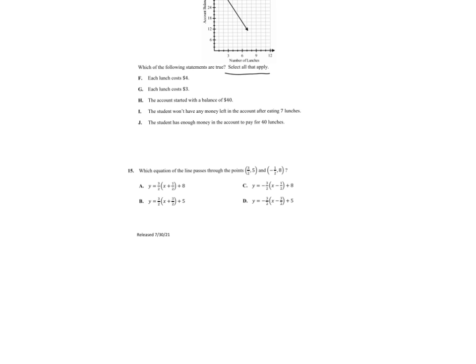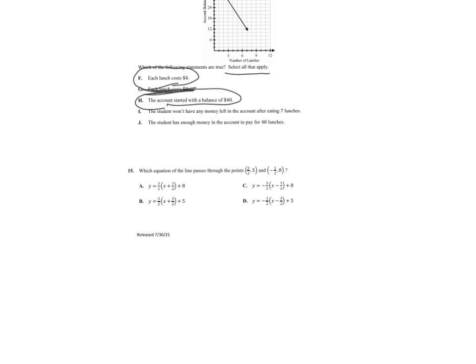So I had $40 here, and I bought one lunch, and it went down to 36. So it looks like they cost $4 apiece, which means they cannot cost $3 apiece. That doesn't even make sense. The account started with a $40 balance. Well, yeah, we just figured that out, didn't we?